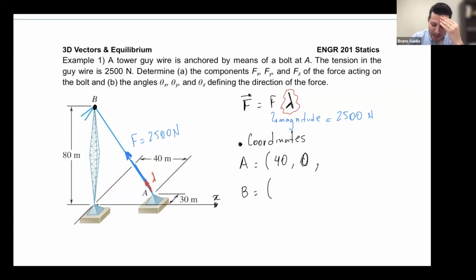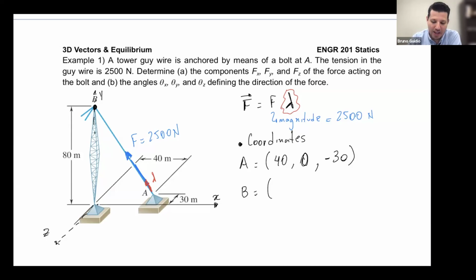And what is the dimension or the coordinate for Z? Remember the right-hand rule: Y positive is going this direction, Z positive is going to this direction right here. Where is this bolt? This bolt is, take a look, 30 meters. 30 meters coming to the front or to the back? Going to the back, meaning that this is a negative direction, 30.